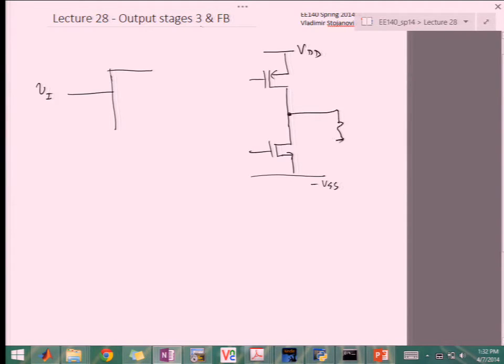Now, we know that in this topology, obviously, the output impedance is much bigger than we would want it to be from a voltage output stage, right? So we need some mechanism to be able to lower that output impedance. And so what we're going to do is add negative feedback here. In this case, we're calling these error amplifiers.